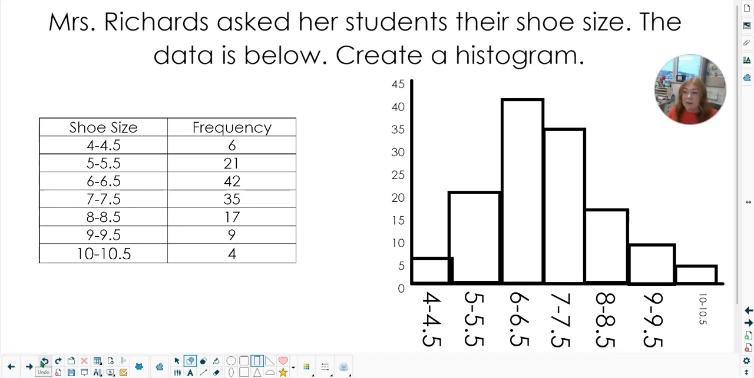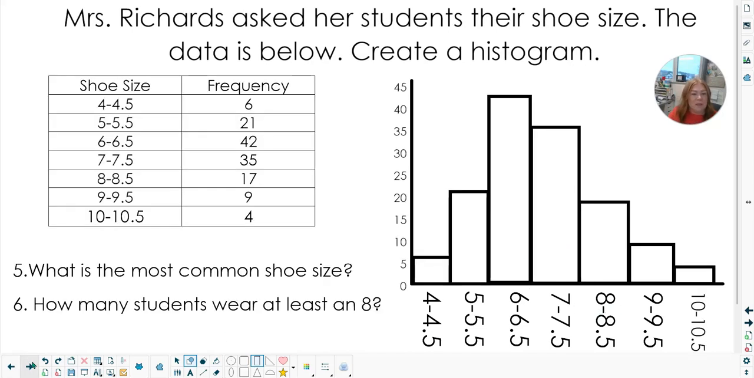All right, so once our histogram is made, we are going to answer a couple questions here. So just make sure each bar matches to the category so you can tell which one goes with which. So we have our data here. So ask what's the most common, right? We're looking for the one that goes up the highest. It has the highest frequency. So ours is, we have 6 to 6.5 is our most common.